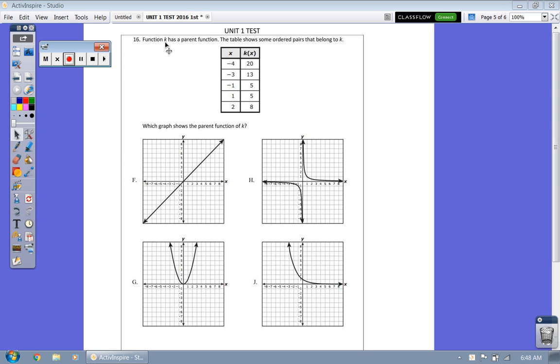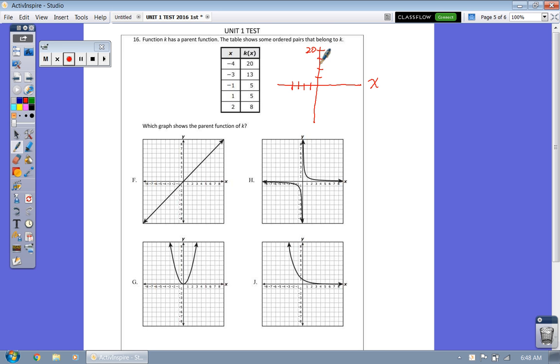And the last one, function k has a parent function. So remember, we played that little game, who's the mama, right? So here's the baby. The data in the table's the baby. We have to match up, these are the 4 moms that we have to match up to the baby. Well, to do that, graph the baby. So let's graph this guy here. So I'm going to go -4, 20. So if I go 1, 2, 3, 4, and I'm going to go up 20. So we're going to do 5, 10, 15, 20.